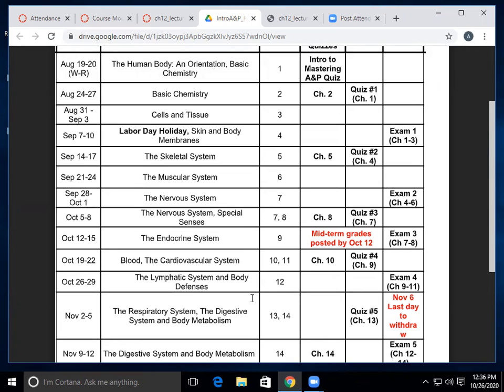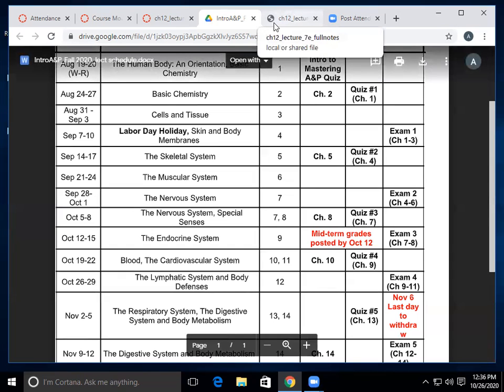So will lymphatic system and body defenses be on your exam? No, right? It's chapter 12. Your exam's over 9, 10, and 11. So I want to make sure you know exactly what to study. We're covering it this week in lecture. It's not going to be on your exam, okay? So read it so you keep up with the material, but it's not going to be your primary focus, obviously, right? So just want to make sure you're aware of that.